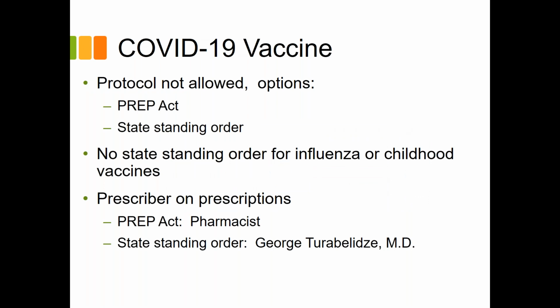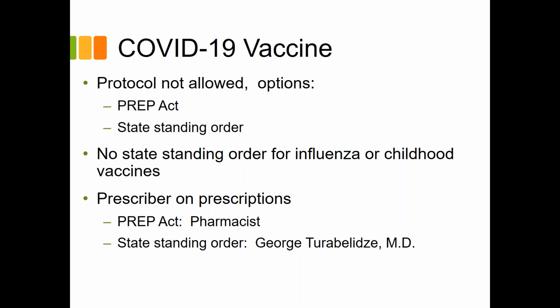So when it comes to the COVID-19 vaccine in Missouri, you cannot use a protocol with a physician to administer that anymore. That went away when the COVID waivers went away on the 1st of January this year. You still have two options on how to give the COVID vaccine. You can do it under the pharmacist authority under the PREP Act, or the state has a statewide standing order that can be used to give the vaccine.